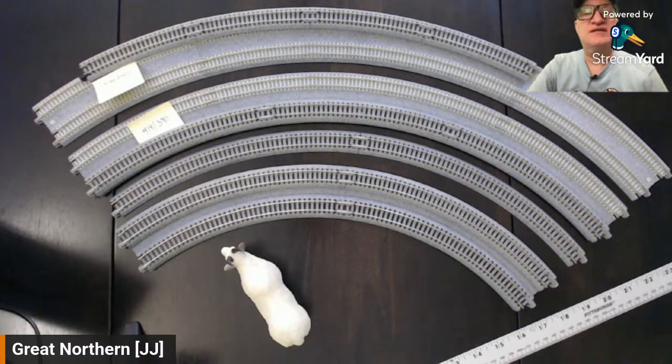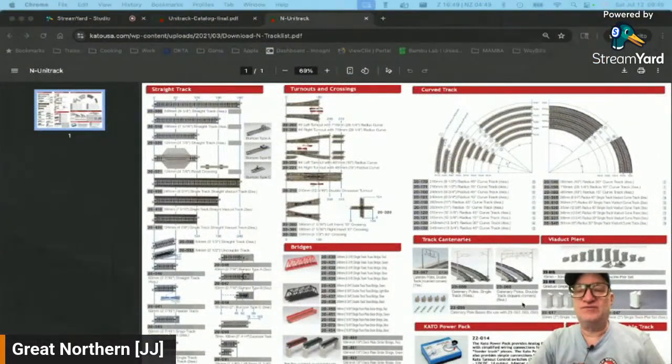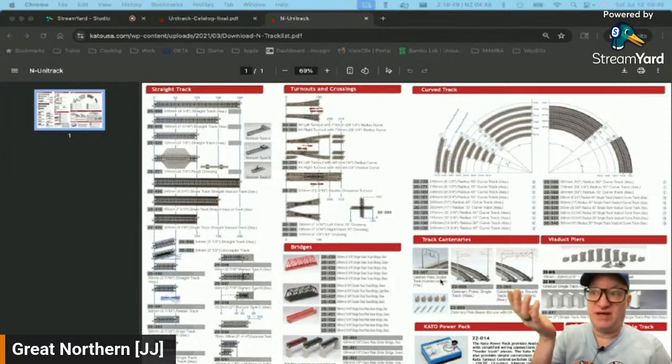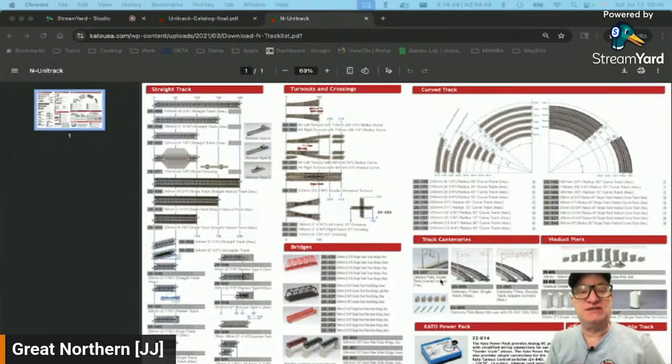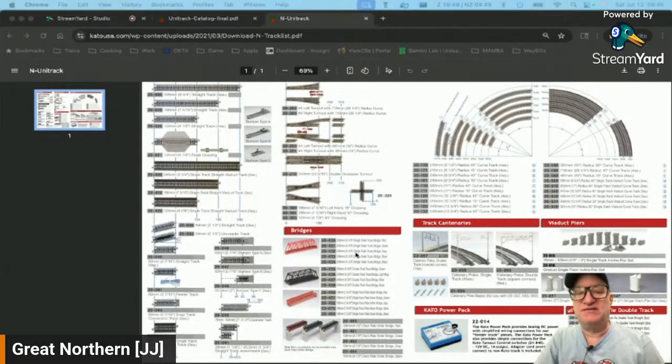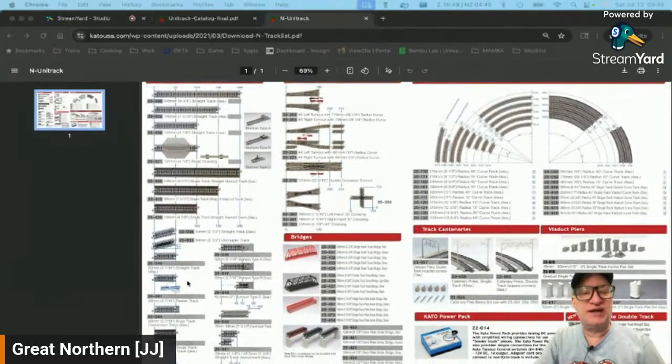Now, some other things that I'm going to go over is you can find this track list. Here's another thing. They've got this chart that goes through every piece of single track, as well as you can buy catenary poles because, hey, in Japan, you have electric trains running there. So they have that as a model thing. But this goes over all of the single track pieces that are in production right now, as well as how all those curves fit together.